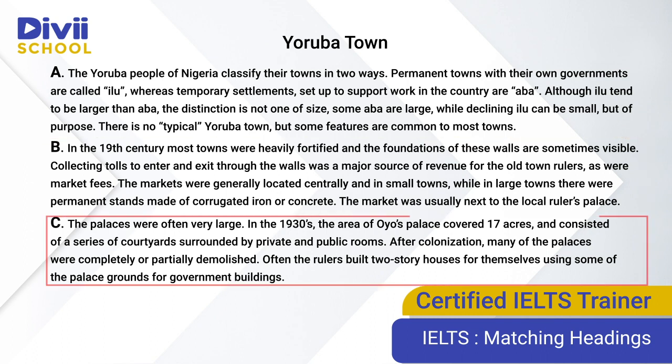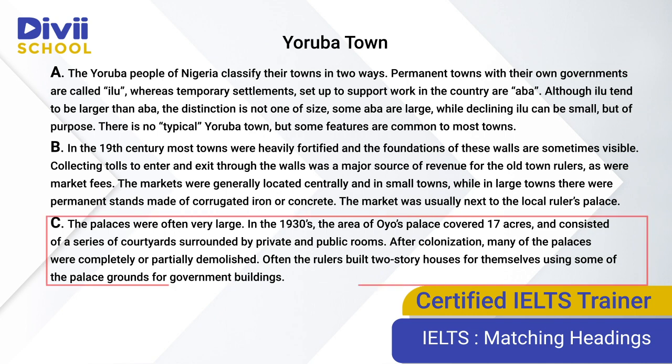Coming to paragraph C, the answer is number 9. The sentence mentions the palaces, which is where the rulers lived. It is their residences and the heading mentions it, so it is likely to be number 9. Reading the rest of the paragraph confirms that the whole paragraph talks generally about the palaces in Yoruba. It tells us that they were large and consisted of courtyards and 2-story houses.